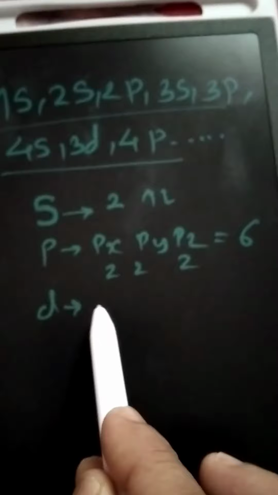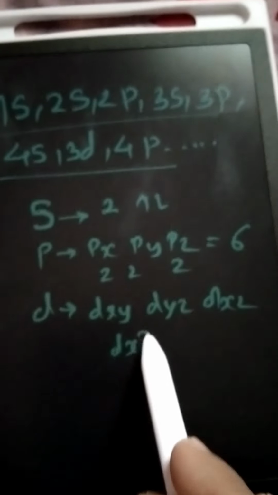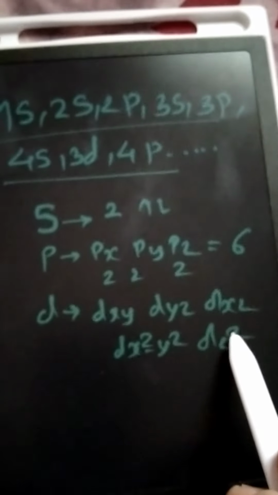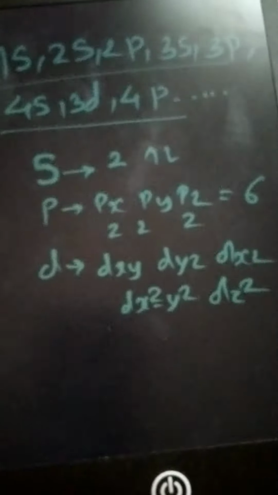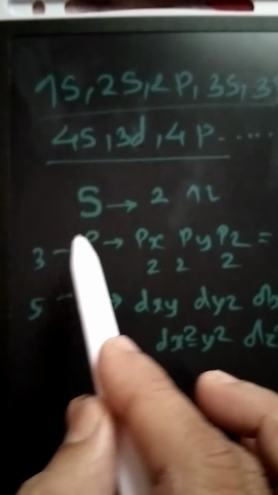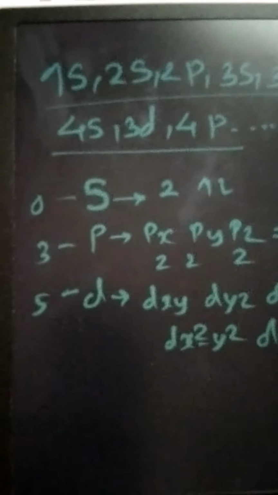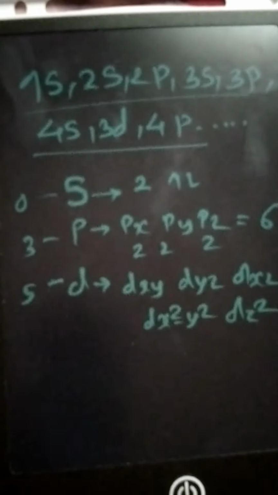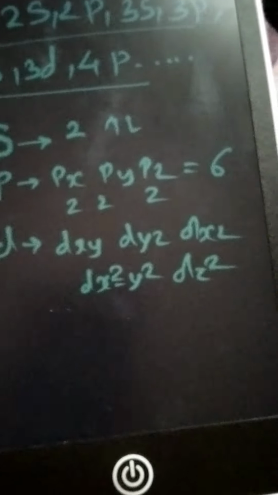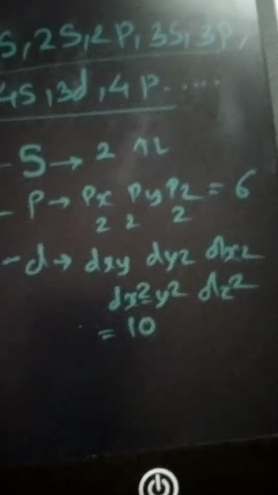D orbitals have the types dxy, dyz, dxz, dx2-y2, dz2: 5 types, meaning 5 orientations according to the magnetic quantum number. P orbitals have 3 orientations, and the s orbital has 1 orientation. Those numbers are obtained from the magnetic and orbital quantum numbers. Each d orbital holds 2 electrons, total 5 orbitals, so the d orbitals have a capacity of 10 electrons.